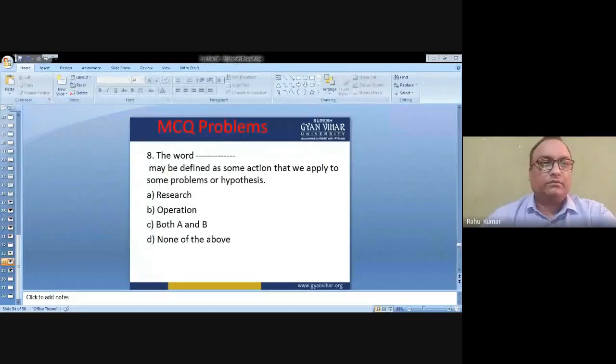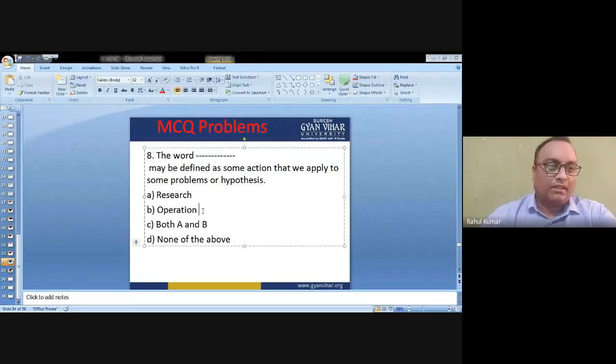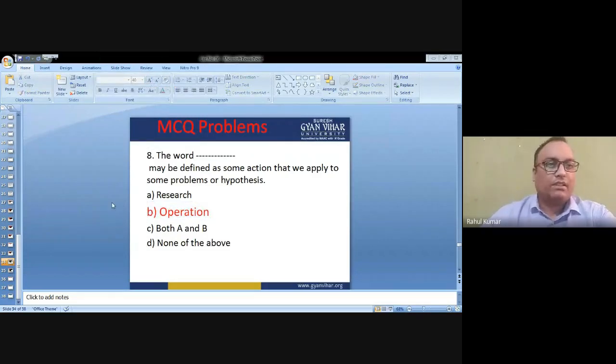The word may be defined as some action that we apply to some problem. Hypothesis, research, operation, both A and B, and none of the above. Operation. This is the correct answer for this question.